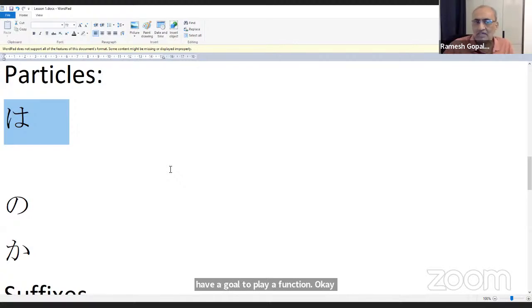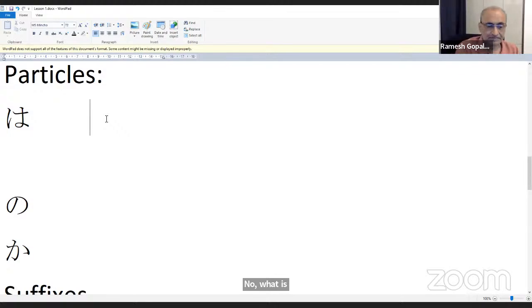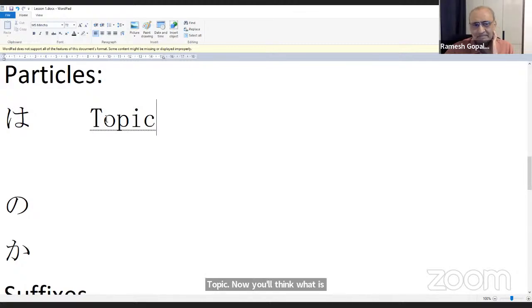Okay. Wa. You can't say it has a meaning, but it has a function. What is this function? Now, wa is a topic marker. Now, you will think, what is this topic I'm speaking about? It's not there in any other language. Of course, when people speak our languages, you can see there is something like a topic there. Okay, topic. What is a topic?